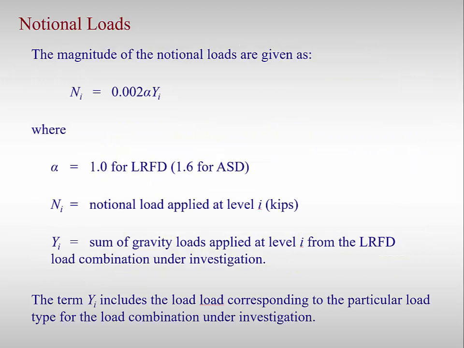Now this slide just shows the magnitude of the notional load. And what you see in this procedure, the direct analysis procedure, is this alpha term. That's a correction factor if you're using allowable strength design. So in LRFD, it's always going to be 1. And so you calculate a notional load for each level, and it's going to be a certain percentage of the gravity loads that are applied at that level, and it turns out to be 0.2%.